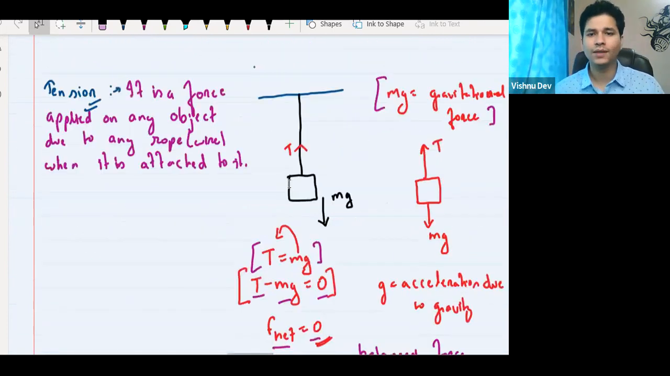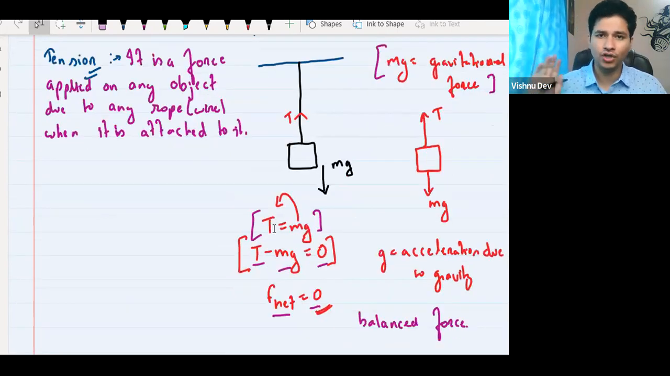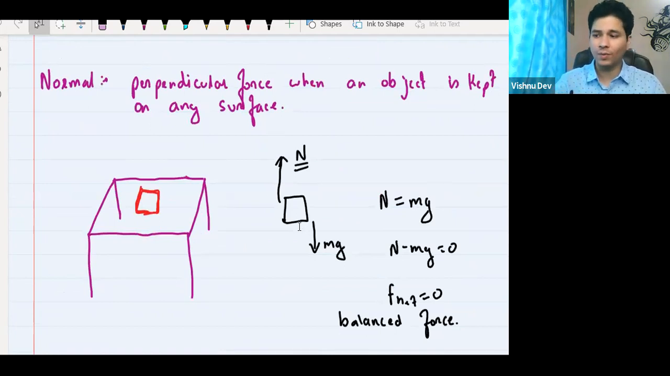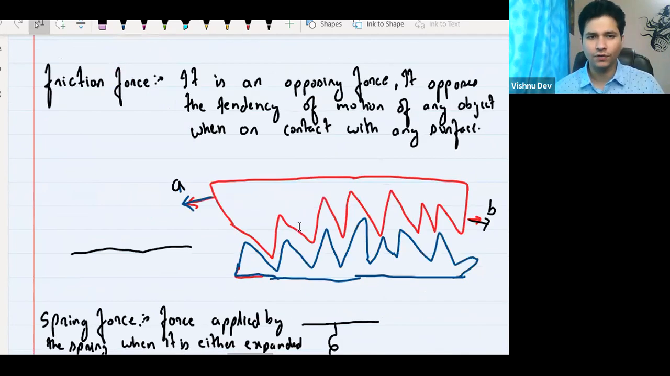Then we talked about different types of forces. We talked about tension. What is tension? Tension is the force which is due to any wire. Then we talked about normal, which is due to any surface, and normal is always perpendicular to the surface. Then we talked about friction force. We talked about spring force.